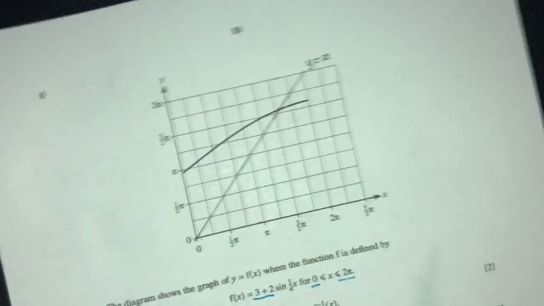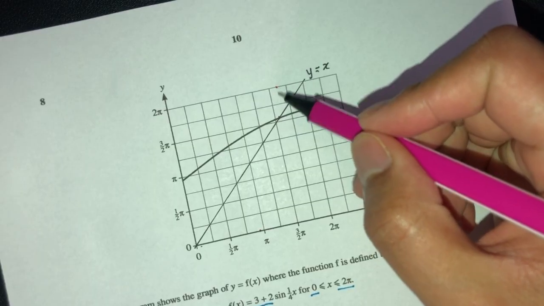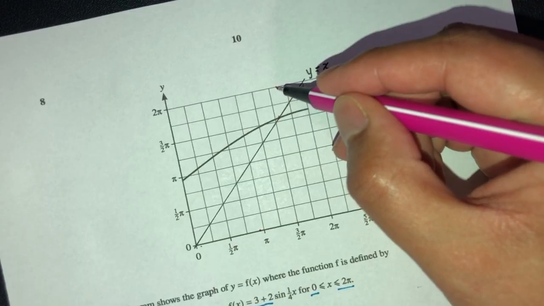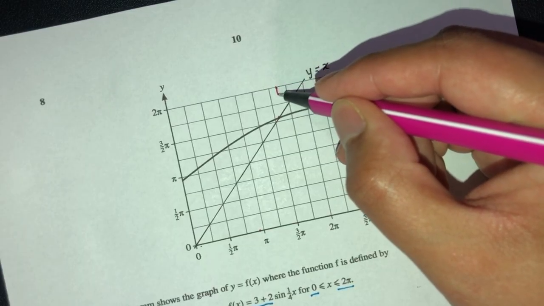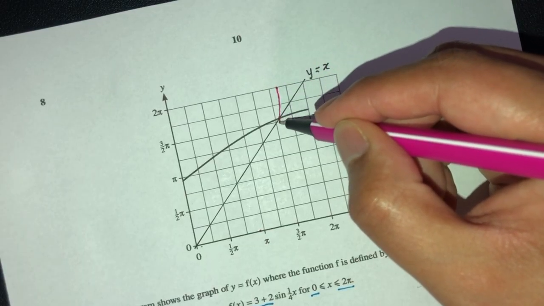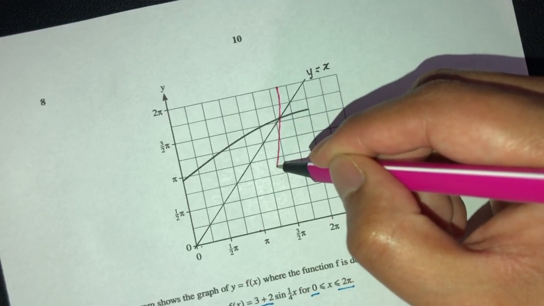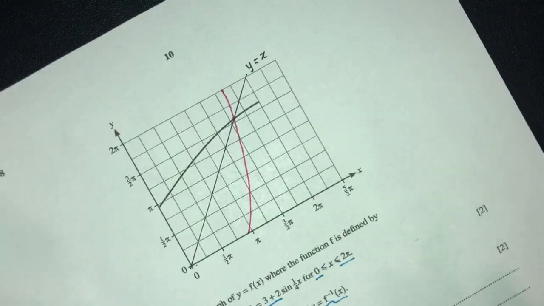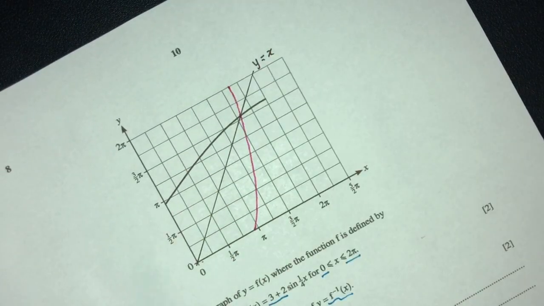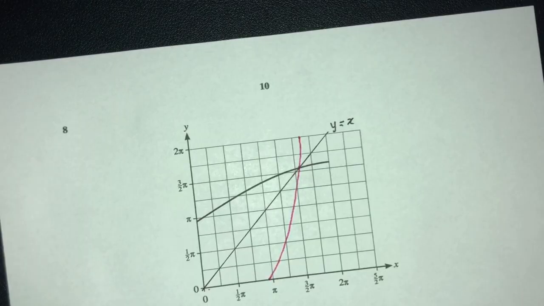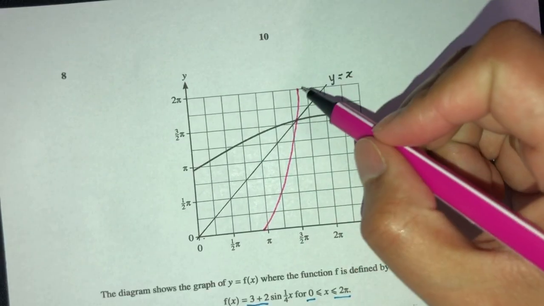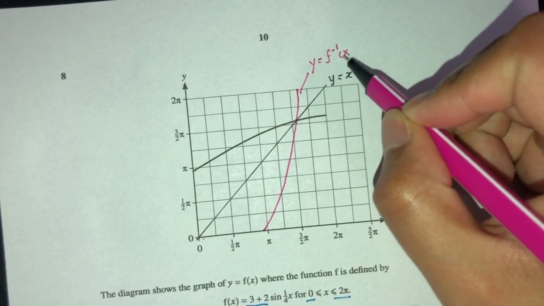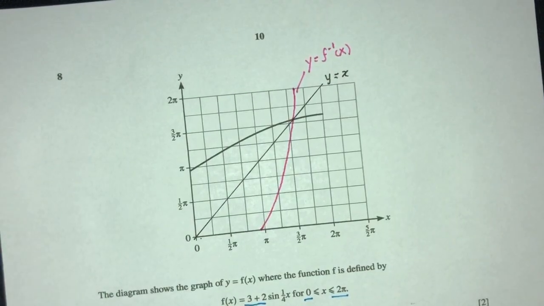It's only a sketch. Now try your best to join them by a smooth curve, which is the same as this, but on this side. It should be something like this. Okay, and here you go. Not perfect, but you get the idea. It should be a reflection across the line y equal to x. Of course, label this one y equal to f inverse of x as your answer for question part 1, part A.